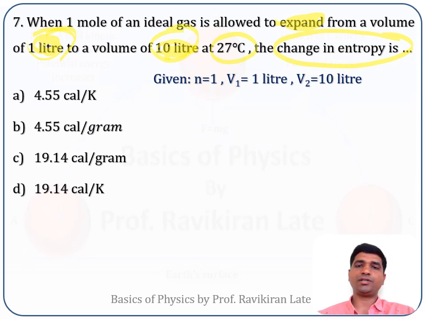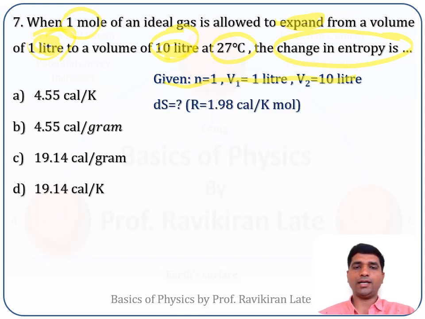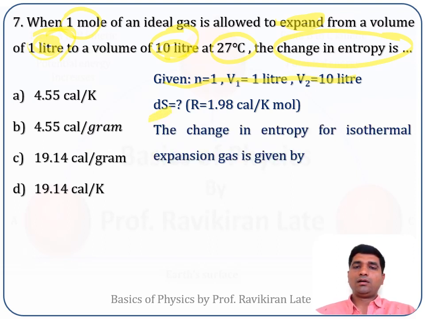Final volume, it is given, that is 10 liter, and one number of moles are given. So we will write down the given data. In this case, the given data is n is equal to 1, V1 is equal to 1 liter, V2 is equal to 10 liter. We need to calculate the change in entropy. So let us say it is dS, and the molar gas constant, as we have to calculate the answers in terms of the calories. So we will use the value of R in terms of the calorie per Kelvin per mole.